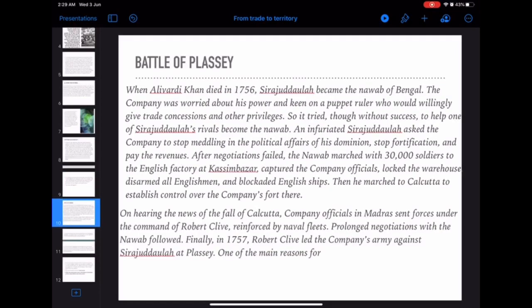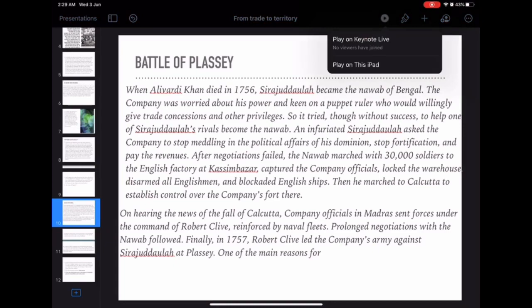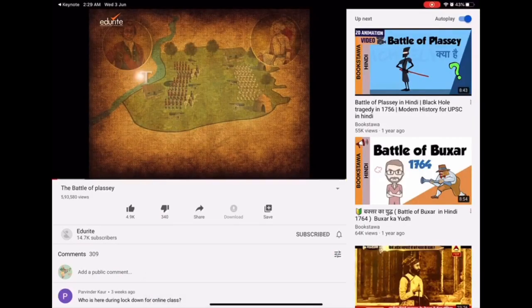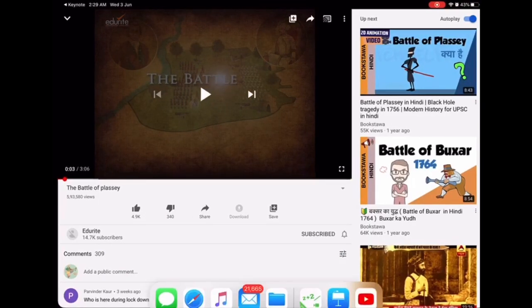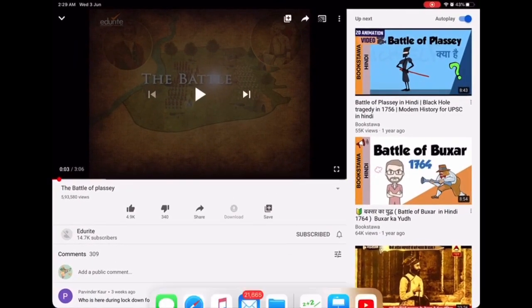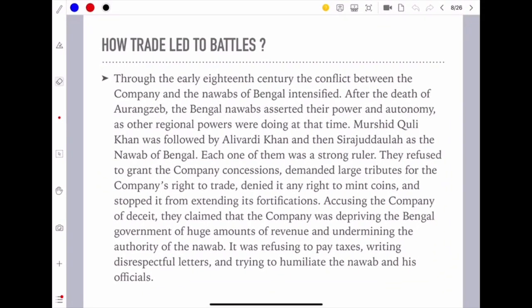So basically, what was happening? Yeah, here comes the Battle of Plassey. Just a minute, let me explain. What happened was that when Ali Wardi Khan died, Sirajuddin became the Nawab of Bengal. Now, when he became the Nawab of Bengal, he was facing a lot of economic crisis.